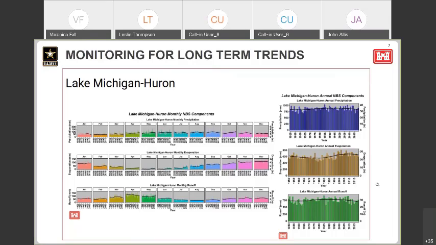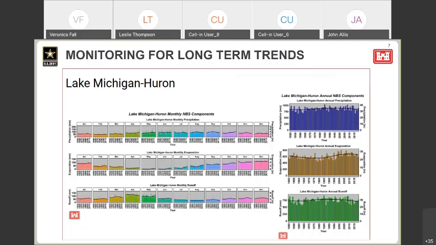Okay, and then on the right side of the screen, what you can see are annual plots. So we have each of those components plotted annually so that you can, again, look for long-term trends across the basin. That is important for us to understand how things are changing, and how we may be responding due to potential climate change and other impacts.